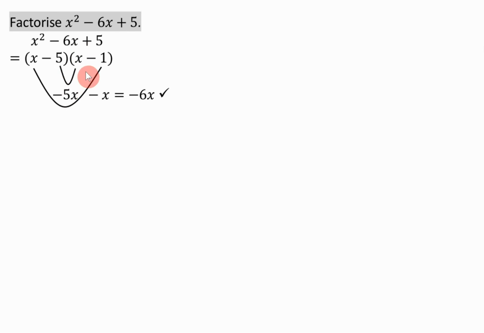So the double chin basically works like this. This inner chin, because it looks like a double chin by the way, right? This inner chin multiplies the inner numbers in the brackets, and the outer chin multiplies the outer numbers. So the inner chin says minus 5 times x, which is minus 5x, and the outer chin says x times minus 1, which is minus x, and putting it together gives you minus 6x, right? And that happened to be the right thing. That had to be the right guess, because I wanted minus 6x in the middle.